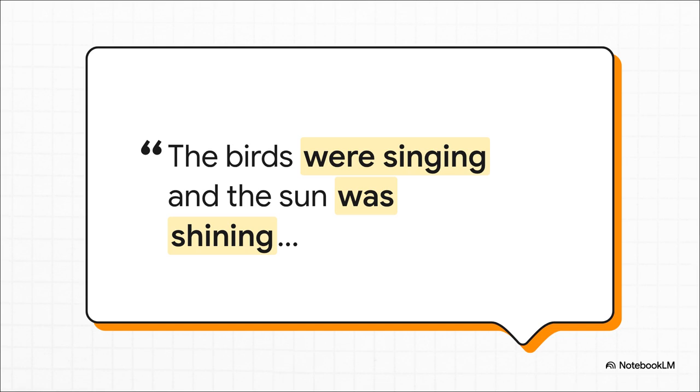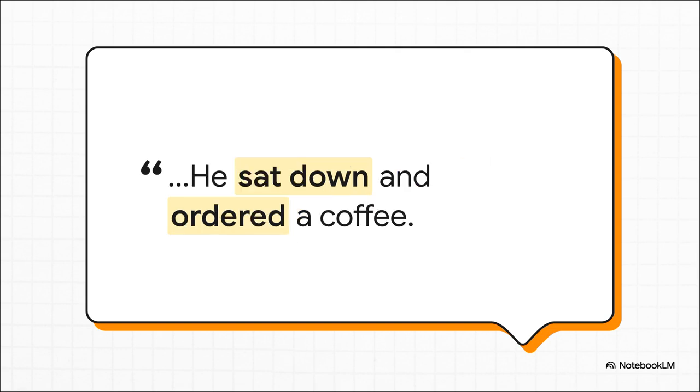Now, let's get fancy. Great storytellers don't just list a bunch of events, right? They create a scene, an atmosphere. And for that, you use the past continuous. It's like the background music or the soundtrack to your movie. The birds were singing and the sun was shining. And right in the middle of that beautiful ongoing scene, bam, he sat down and ordered a coffee. You use the past simple for those quick main actions that happen against that background. It's that combination, the long, humming background scene and the short, sharp action, that makes a story feel totally alive.